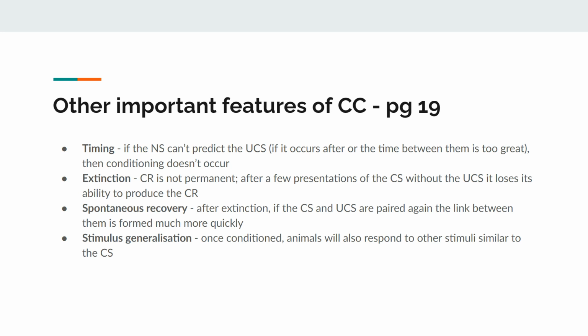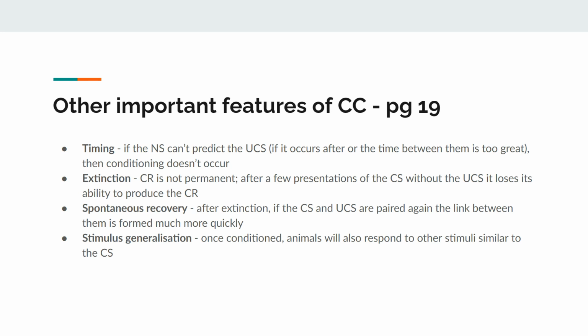So timing is really, really important. If the neutral stimulus can't predict the unconditioned stimulus, then conditioning doesn't occur. Basically, what we're saying is if you ring the bell after food has been presented, or if there's too long a gap, if you ring the bell and then 5 minutes later you present the dog with food, then conditioning won't happen. So the two things need to be paired together, or with the bell just before the food. Okay, so timing is key.